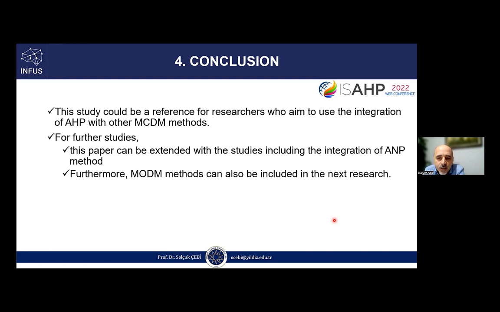For further studies, this study can be extended, including the integration of NLP methods with other MCDM methods. Furthermore, continuous MCDM methods can also be included in the next study.